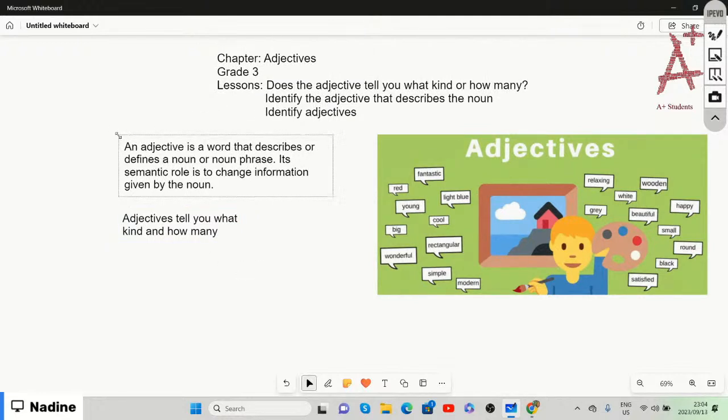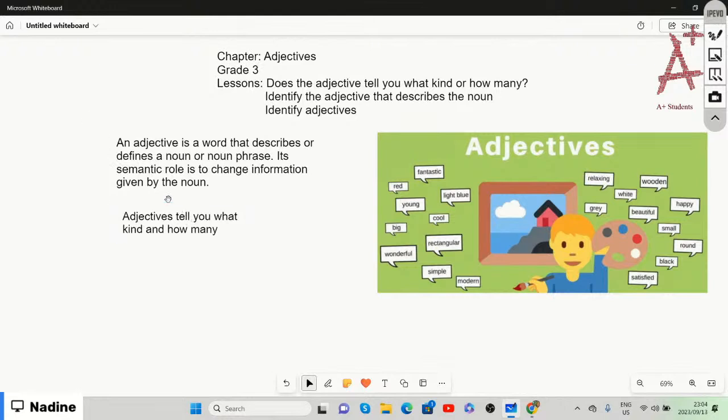So, what's an adjective? An adjective is a word that describes or defines a noun or a noun phrase. So, it describes the noun. Some researchers will say that it modifies a noun. It will describe a noun either by saying what kind it is or how many, and it is basically a semantic role to change information given by the noun.